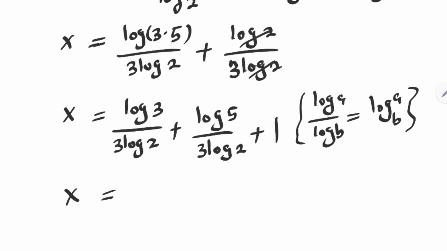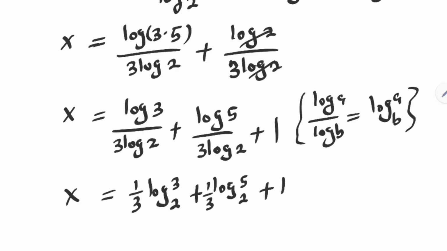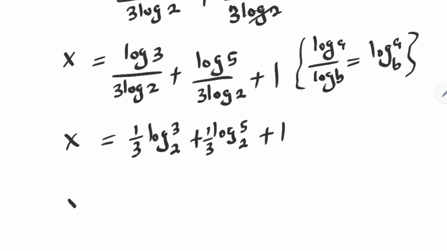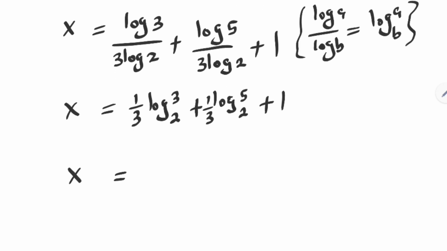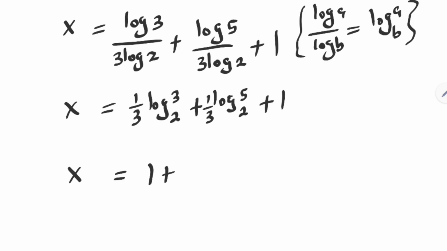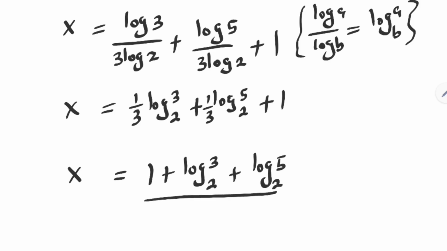x is equal to 1 over 3 log 3 base 2 plus 1 over 3 log 5 base 2 plus 1. x is equal to 1 plus log 3 base 2 plus log 5 base 2 over 3. This is the final answer.